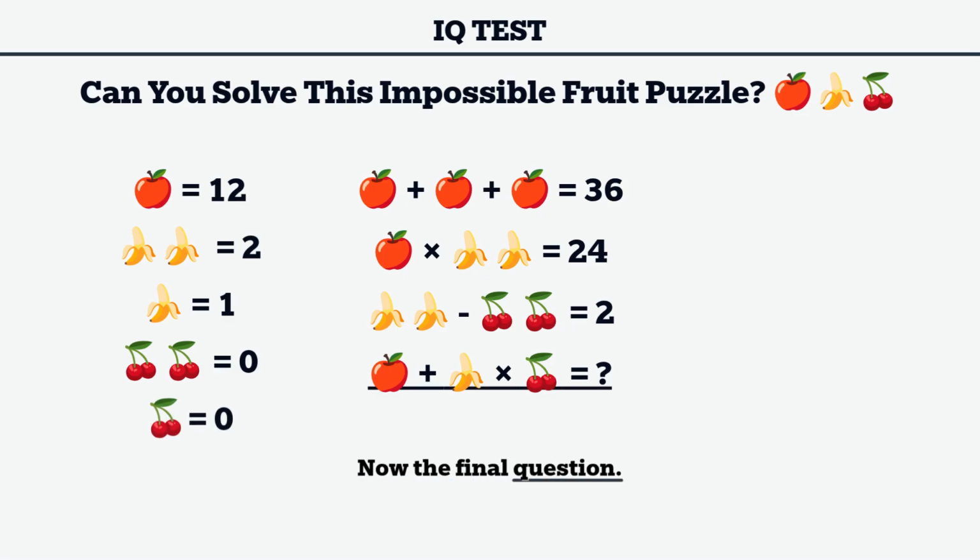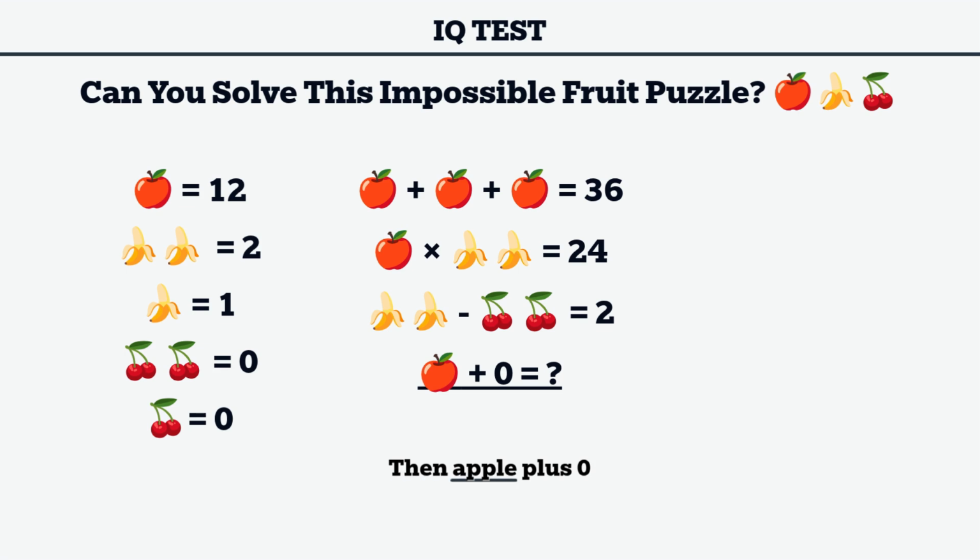Now the final question, apple plus banana times cherry. Remember the order of operations, multiplication first. So banana times cherry is 1 times 0, which is 0. Then apple plus 0 is 12 plus 0, which is 12. So the answer is 12.